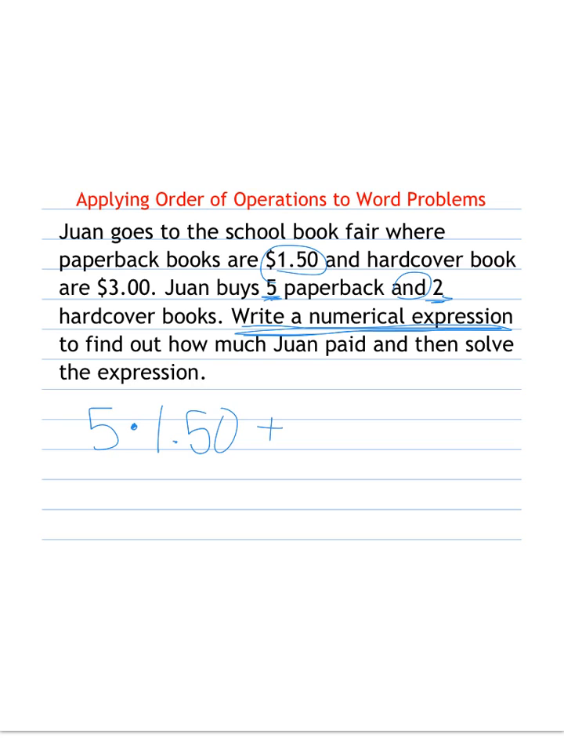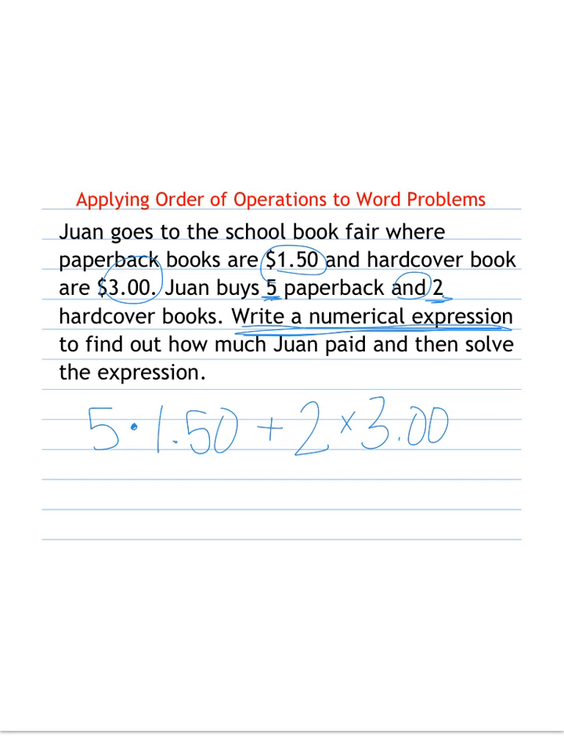He bought 2 hardcover, and hardcovers are $3. So we're taking the 2 hardcovers that he bought and we're multiplying it by 3 for the price of each hardcover book that he bought. Okay, now we follow our order of operations.